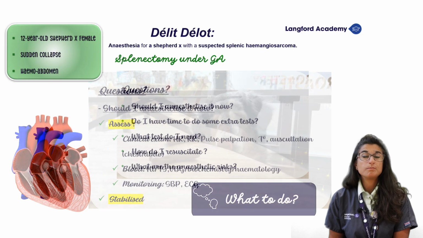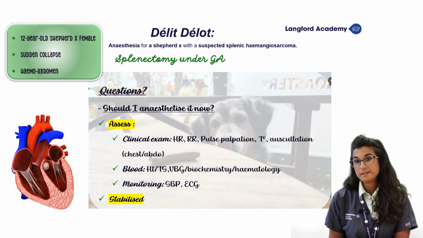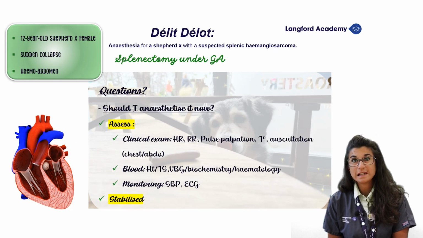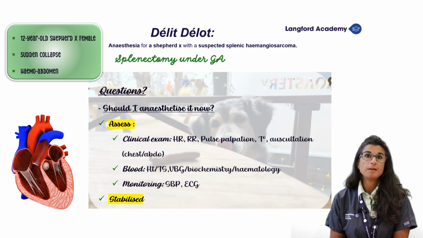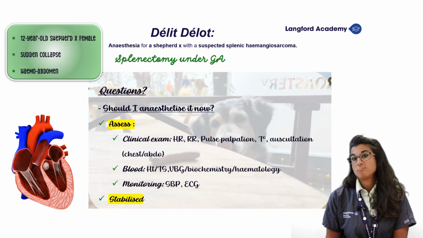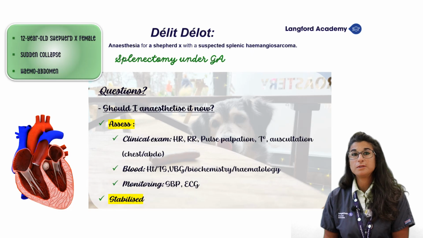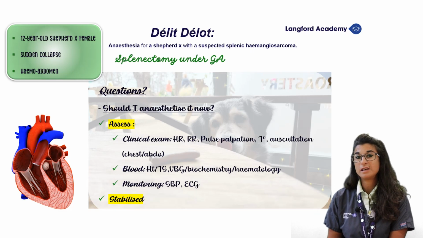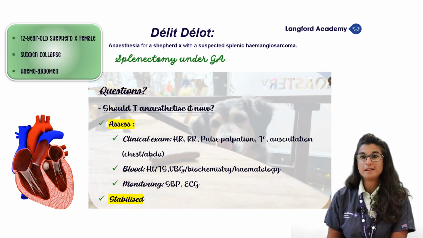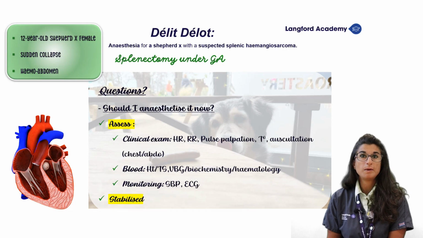So what to do? Before you anesthetize her, you need to assess the situation. So doing a clinical exam, specifically heart rate, respiratory rate, and pulse palpation to have an idea of the quality of the pulse, temperature, and auscultation of the chest. You want to do bloods, so specifically hematocrit and total solids, to have an estimation of the blood loss potentially. Venous blood gas is ideal because you can have electrolytes as quickly as possible, with maybe the lactate and some evidence of acidemia or alkalemia in this patient.